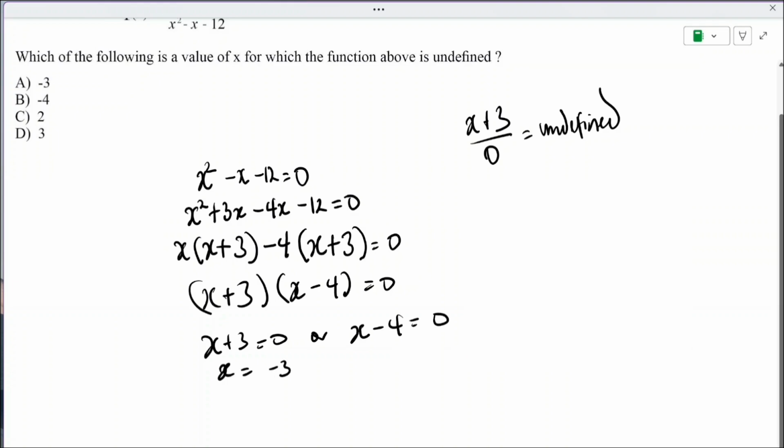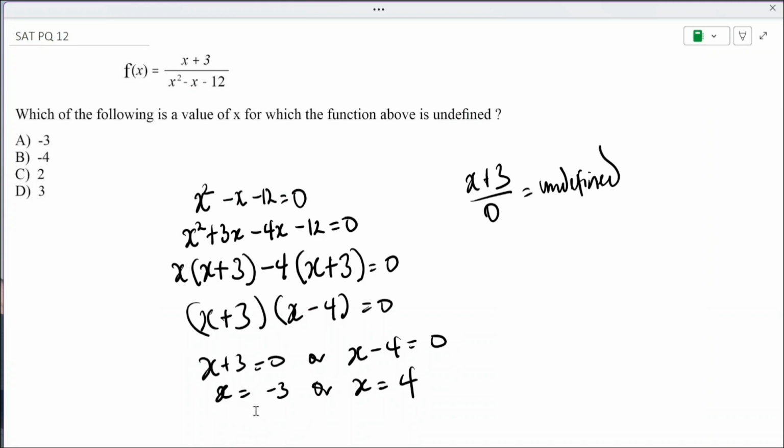X equals negative 3. Since you're looking for x, standard in math, you say you subtract 3 from both sides. But it's still the same thing as saying plus 3 crosses the equals sign and turns to negative 3. Then you have, or x equals negative 4 crosses and becomes positive 4. X equals 4. So values for x that would make this function undefined are minus 3 and 4.